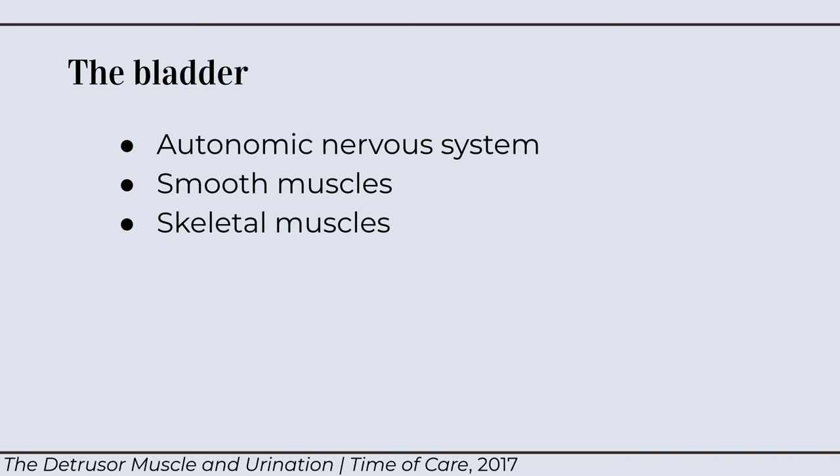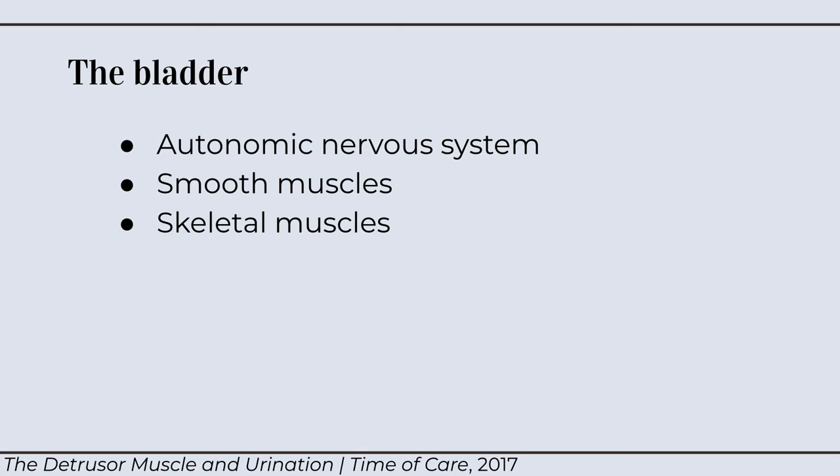The central nervous system is in charge of bladder control. The two distinct divisions of the autonomic nervous system are in charge of controlling the smooth muscles, including the detrusor muscle and the internal urethral sphincter. The person urinates as a result of the parasympathetic nervous system stimulating the detrusor muscle to contract.